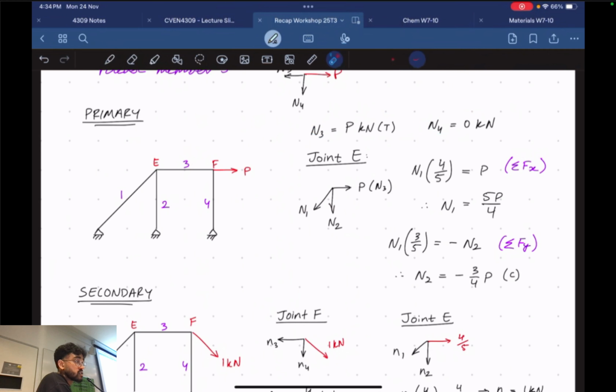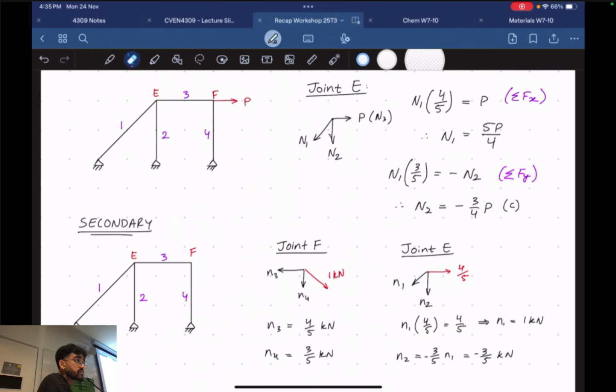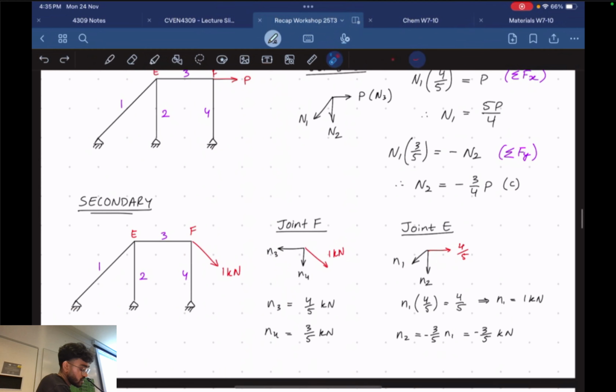Alright, now the secondary. The first step for the secondary is to copy your primary. Then, the second thing you have to do is release all the loading, so any external forces that are applied, get rid of them. So when I'm drawing my secondary, this is what I start off with, because I've released my P, the external loading. And the member that I've released, I'm going to replace with a 1 kilonewton force. Any questions? This is some simple stuff. And then I've got to figure out the axial forces for this one, which is lowercase n.